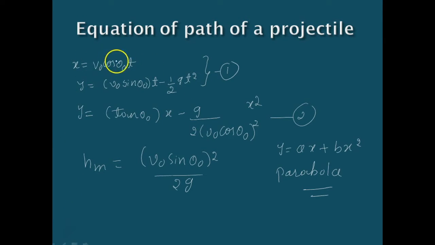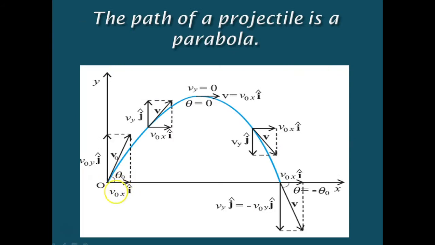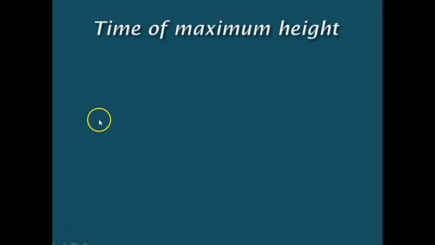Here, from the first x coordinate value, we have taken the value of t, and that value of t we have substituted in this y. So when we substitute the value of t, that is t is equal to what? x by v naught cos theta naught. In y, in place of t in the second equation, we'll get this equation. So the path of a projectile is a parabola. You can see the path here. The path is nothing but a parabola, isn't it?